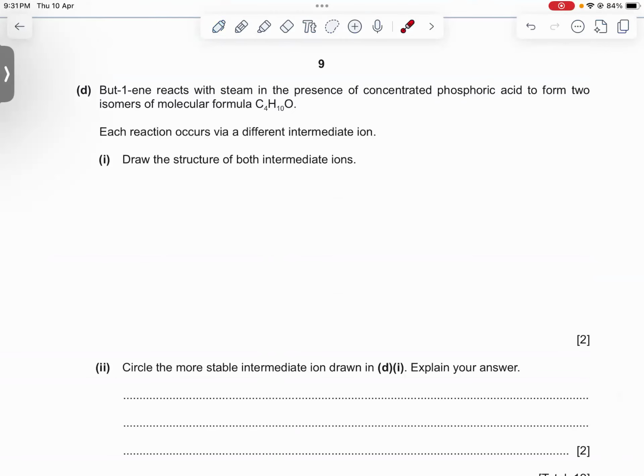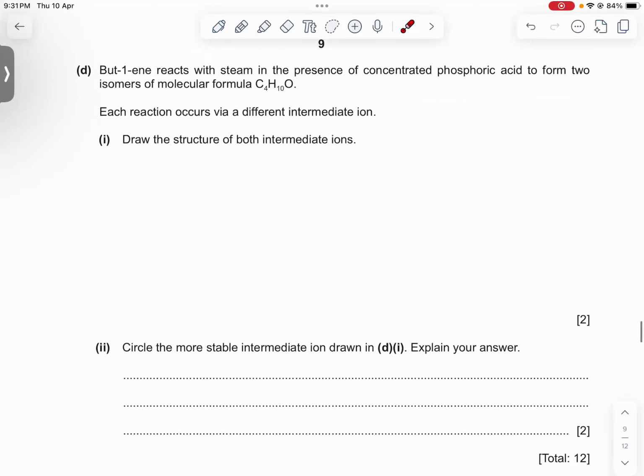On to the next question, beta. But-1-ene reacts with steam in the presence of concentrated phosphoric acid to form two isomers of molecular formula C4H10O. Each reaction occurs via a different intermediate ion. Draw the structure of both intermediate ions. It is a very easy question once again.